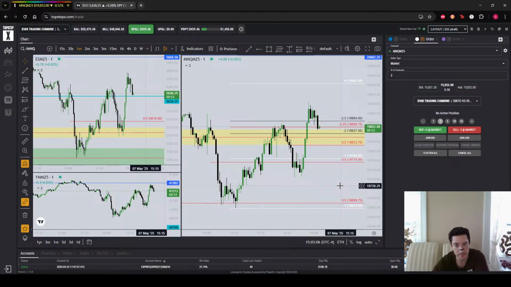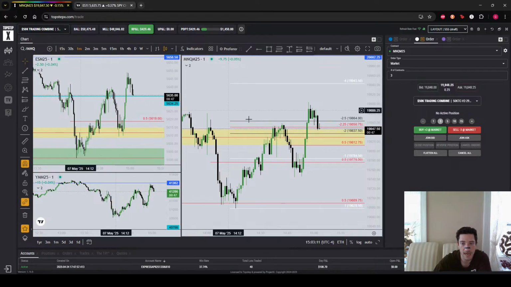Not a fan of how it's bled below the negative 2.25, but if that's how she wants to act, then so be it.